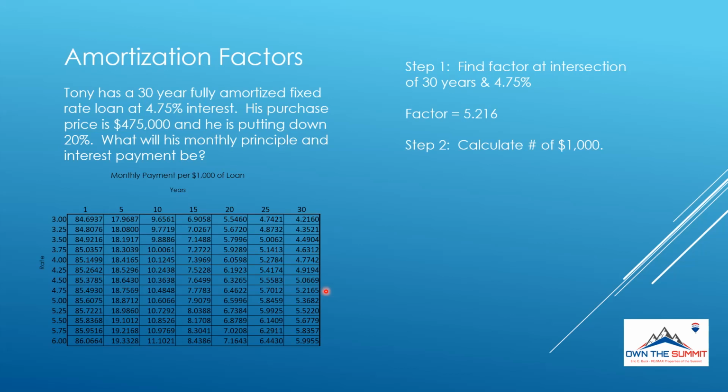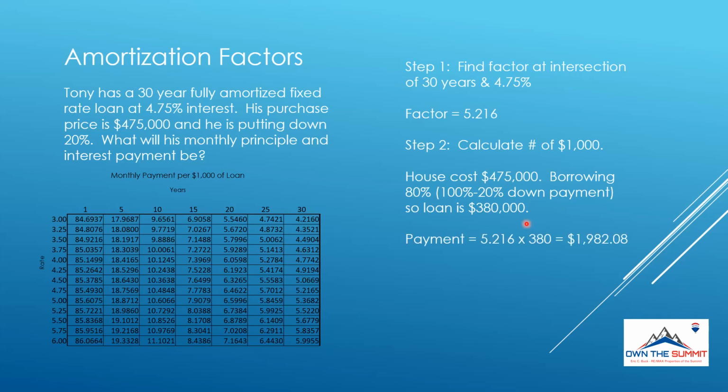Now we calculate the number of thousands. Our house costs $475,000, but we're only borrowing 80%. That's 100% less the 20% down payment. So 80% of $475,000 is $380,000. That's our loan amount. So that's 380 1,000s. We multiply our factor times 380, and we come up with a payment of $1,982.08.